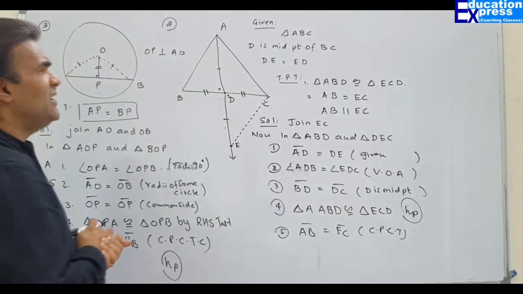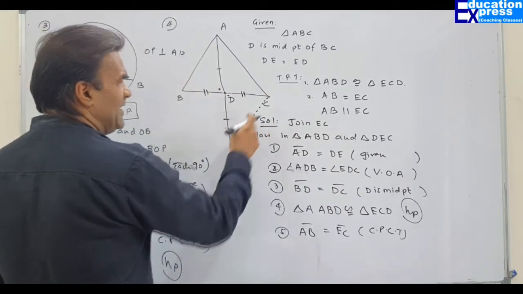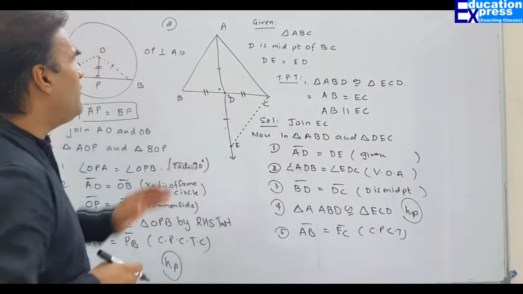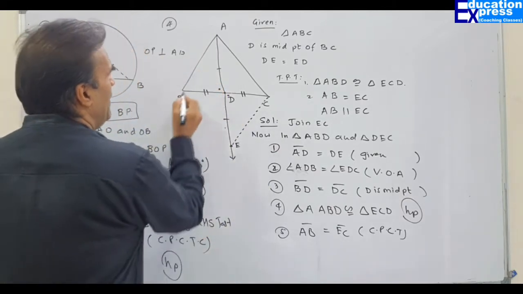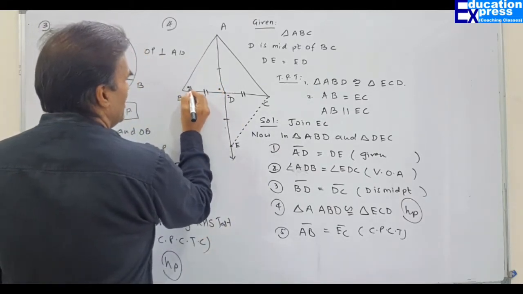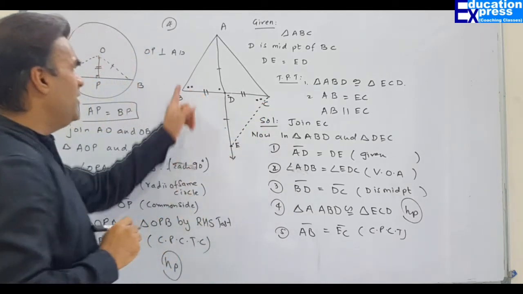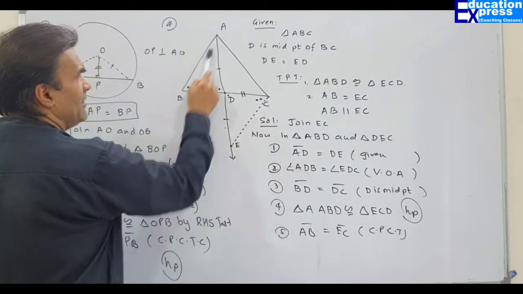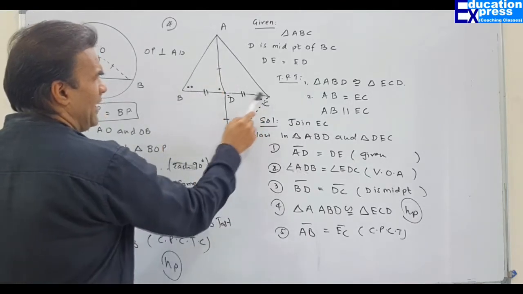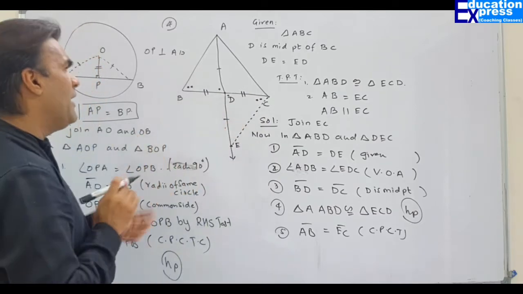What else are they asking us? They are asking us to show that AB and EC are parallel. My dear friends, to prove that AB and EC are parallel, I have to prove this angle is equal to this angle. Because if these two angles are equal, then by the converse of alternate angles, they act as alternate angles. Therefore, these two lines will be parallel.